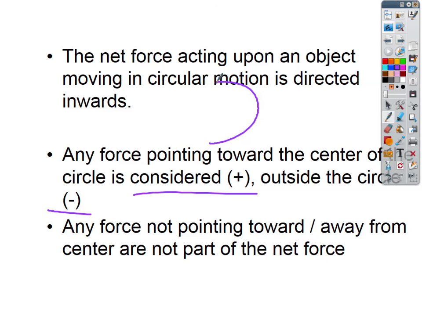When you go around a corner like this, you need to figure out what's pointing in. Maybe it's F applied, and maybe there's some sort of F applied out. This would be positive, the other one would be negative. Any other force, maybe the weight's pointing down here, I'm going to ignore in my net force equation.